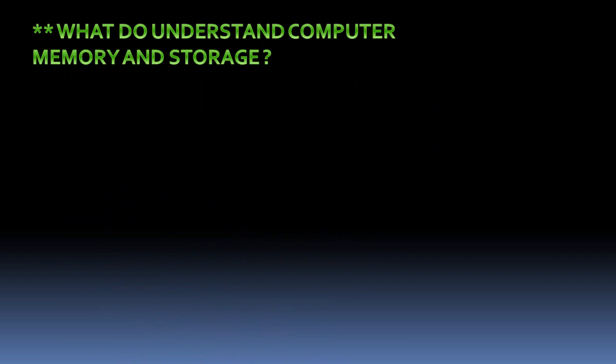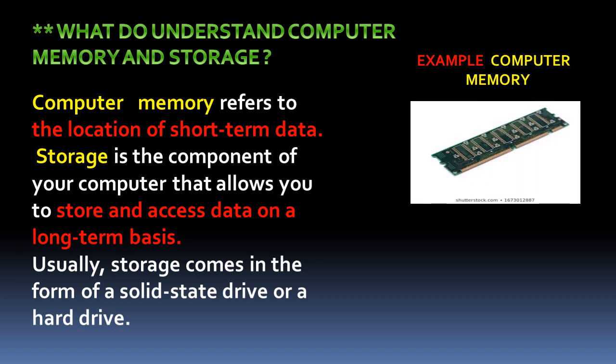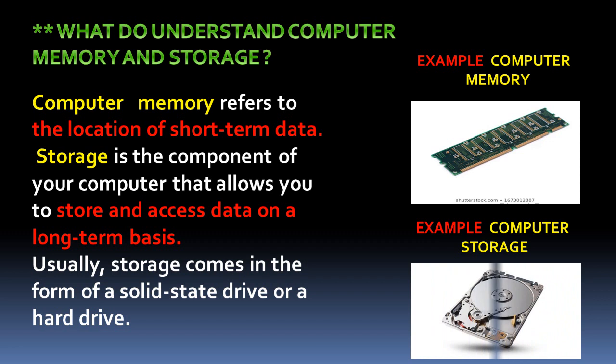Now, children, what do you understand by computer memory and storage? The computer memory refers to the location of short-term data, and storage is a component of the computer that allows you to store and access data on a long-term basis. Usually, storage comes from the solid-state drive or a hard drive. Examples are given over there. First one is the computer memory. And the second one is computer storage, that is a drive, solid state drive.